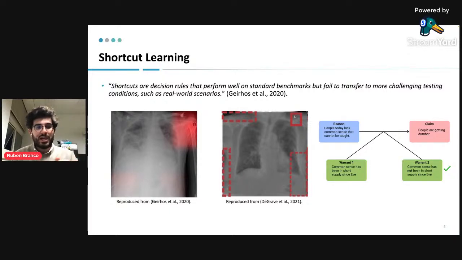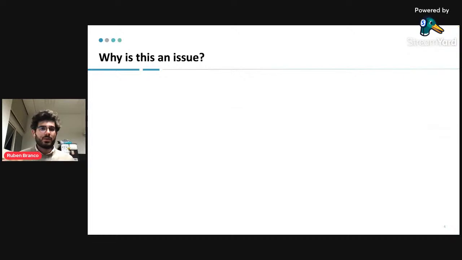When they balanced the data set according to these words, such that "not" no longer provided a strong signal, it came crashing down and it no longer could do argument reasoning. Now, why is this an issue?